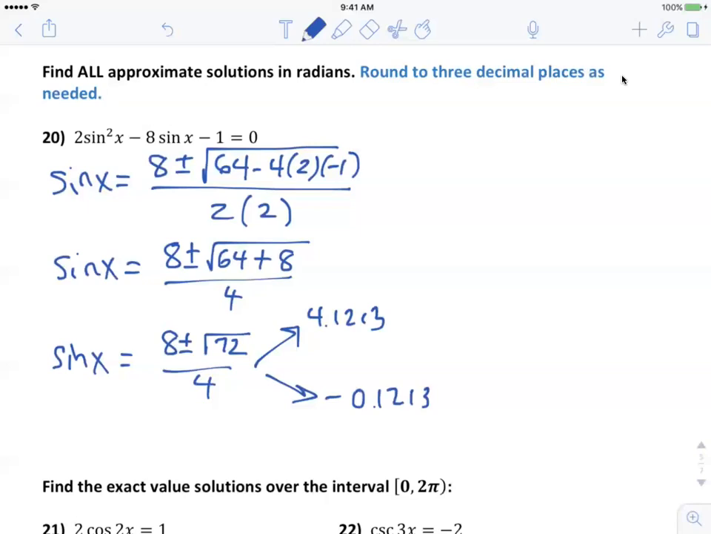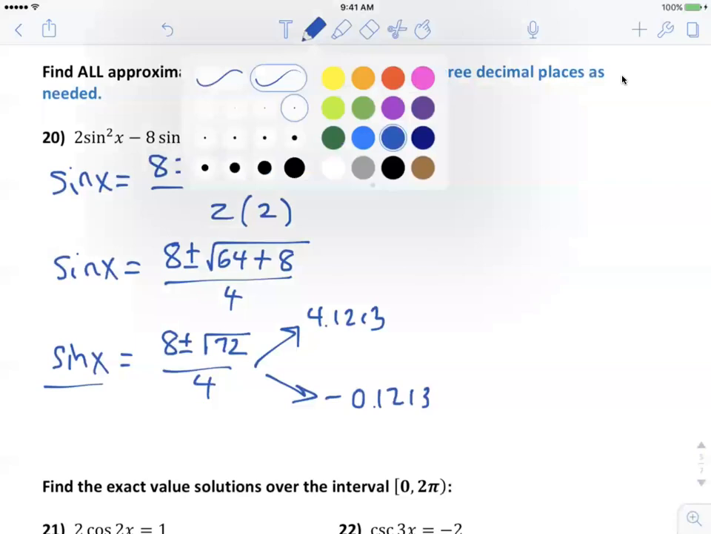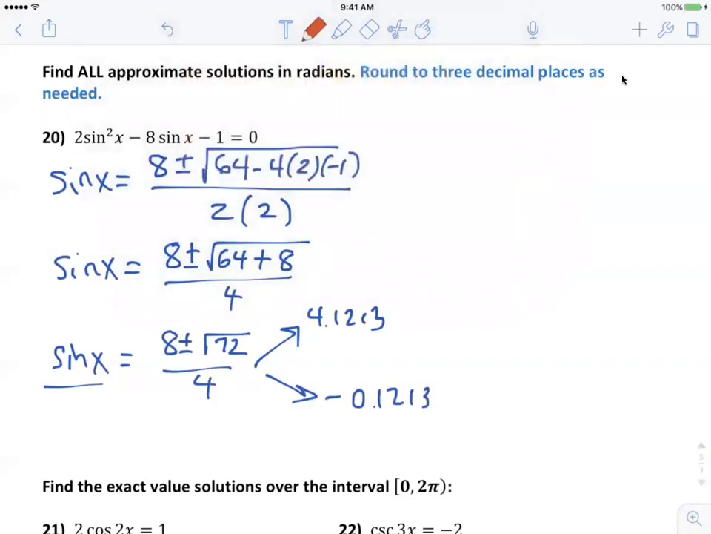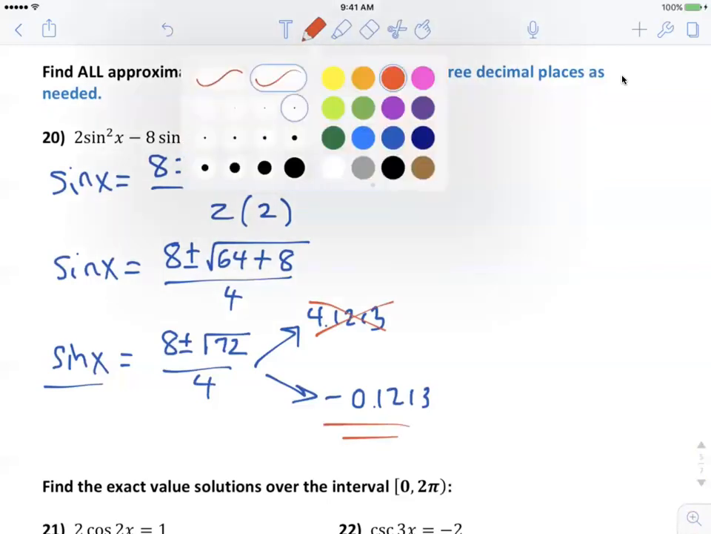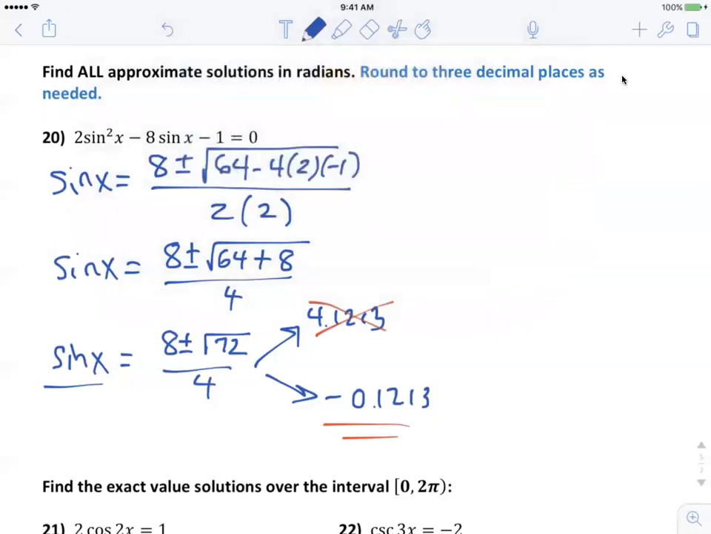Now, that's what sine x equals. Anytime when you're doing the quadratic, if you've got a trig function like sine or cosine equal to a number, that number has to be between 1 and -1, or else there's no solution, which means if you get a number bigger than 1, you can just toss it out. Okay, so that's good. We only have to work with this guy. So continue on. Now I've got sine x equal to negative 0.1213. Okay.